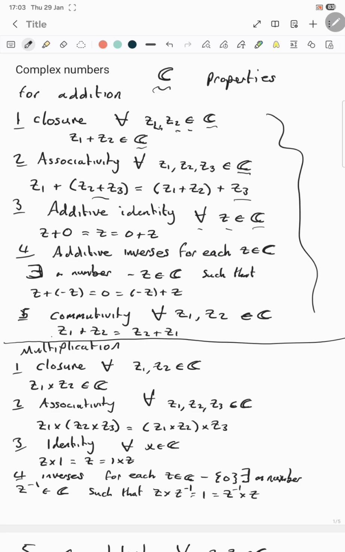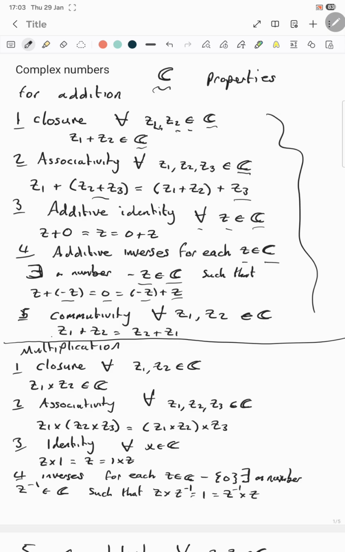Now we have additive inverses. For each Z contained in C, there exists a number, negative Z, contained in C, such that Z plus negative Z equals 0 equals negative Z plus Z. Commutativity is our last axiom for addition. Now for all Z1 and Z2 contained in C, Z1 plus Z2 equals Z2 plus Z1.